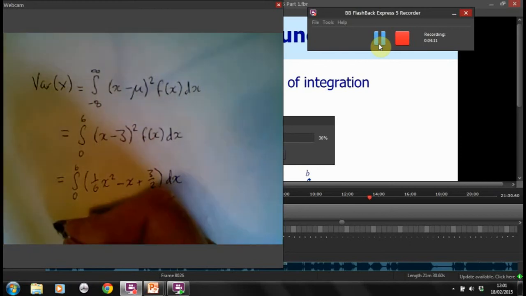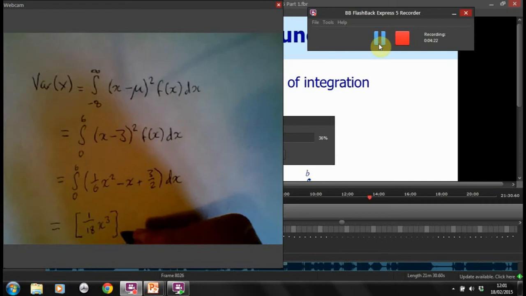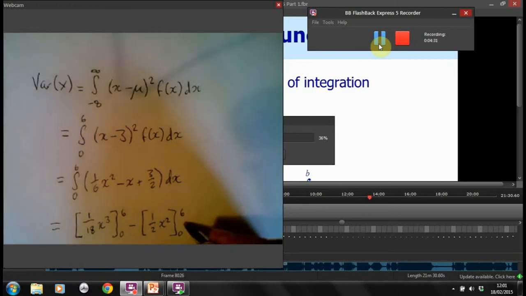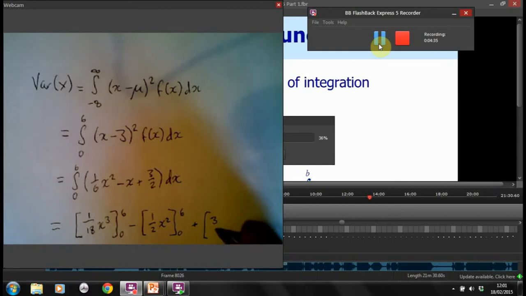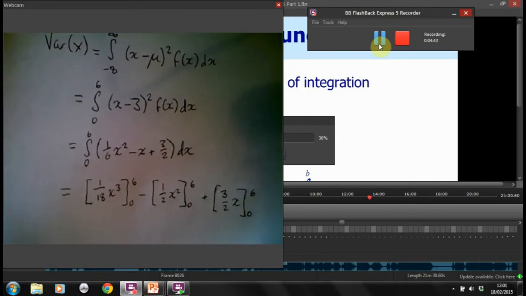And then if we do our integration, what's that going to give us? Well, for that first bit it's going to give us 1 over 18 x cubed between 0 and 6, take away a half x squared evaluated between 0 and 6, and then add on 3 over 2 x evaluated between 0 and 6. Let me just adjust this camera so I can see what's going on.